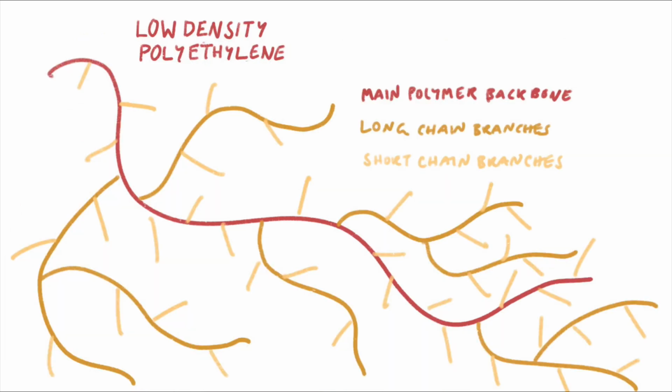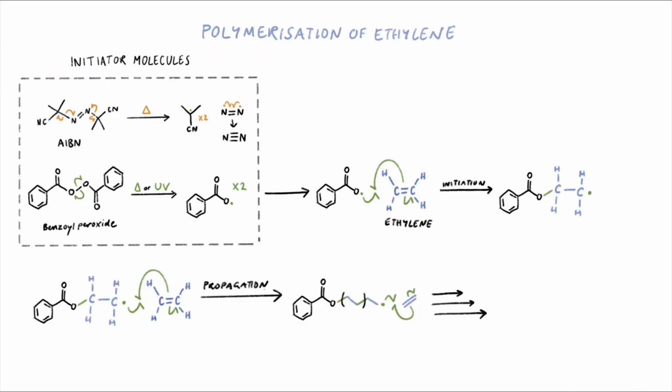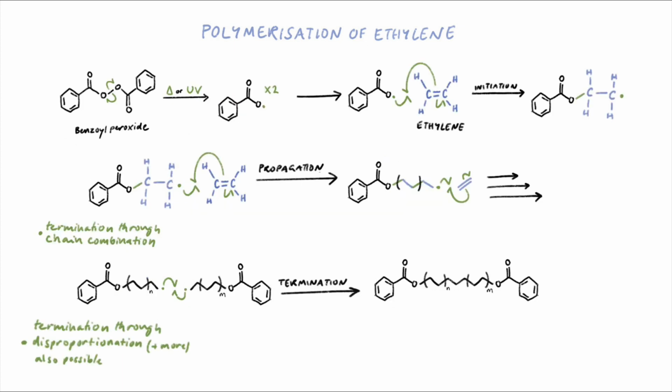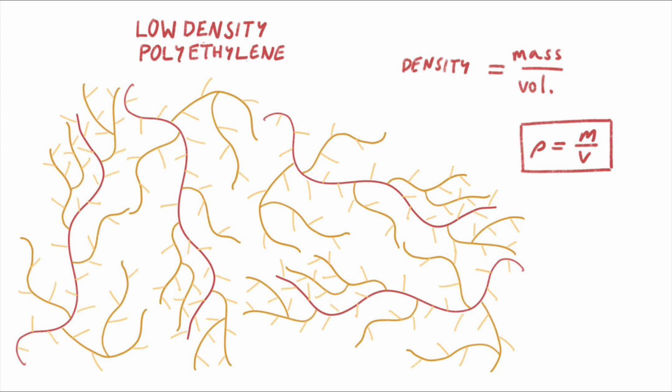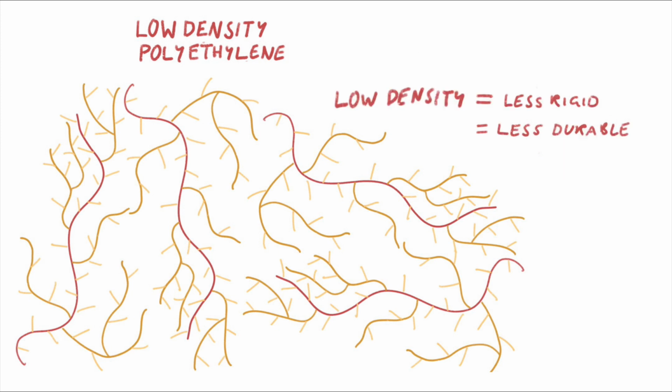Low-density polyethylene, on the other hand, is the branched version of the same polymer and is synthesized via free radical polymerization. The initiator molecule is usually either AIBN or benzoyl peroxide, which split to create initiator fragments. The free radicals can then polymerize the ethylene monomers to give low-density polyethylene. Due to its branch structure, the chains cannot pack so tightly together, meaning its density is reduced and the plastic is less rigid and durable than high-density polyethylene.